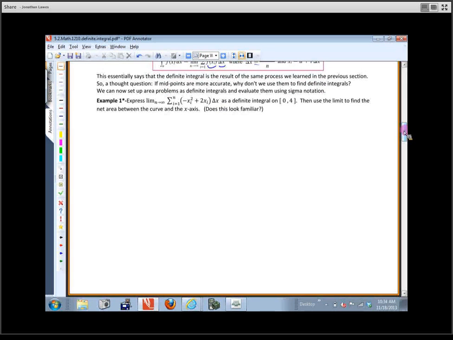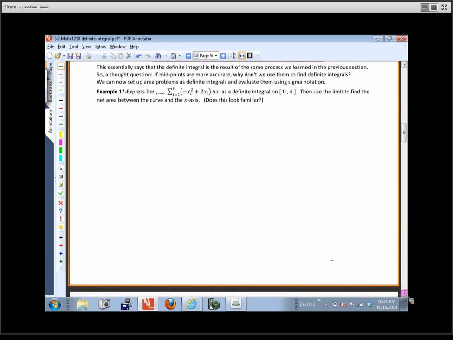Okay, so the cool part about this is if you were paying attention last week and thought about this a little bit over the weekend and looked at the homework and did the homework, this is not going to be any more difficult than what we dealt with there. Okay? So, again, midpoints are more accurate, but we're going to use the right endpoint just because that's going to be a little bit easier.